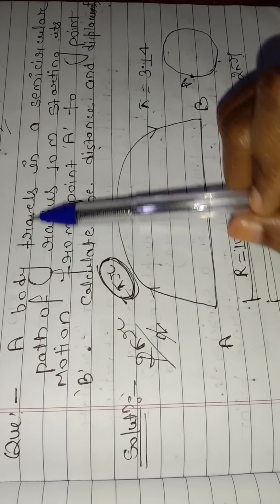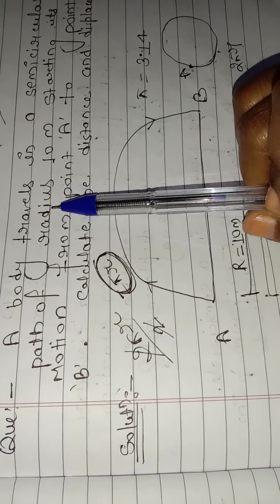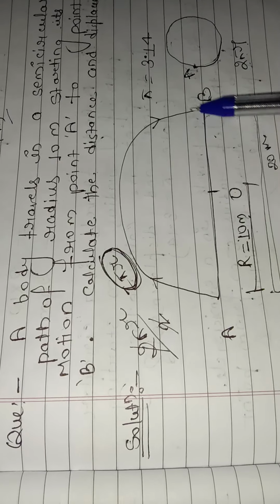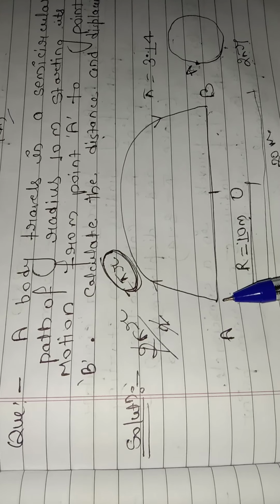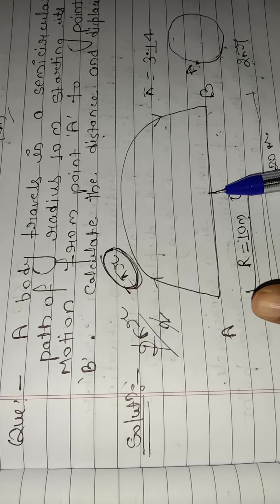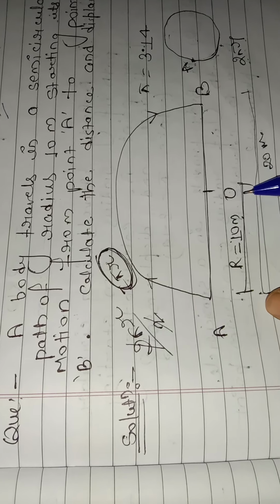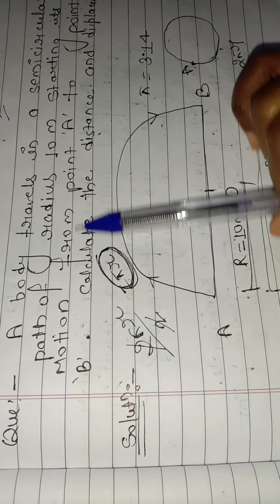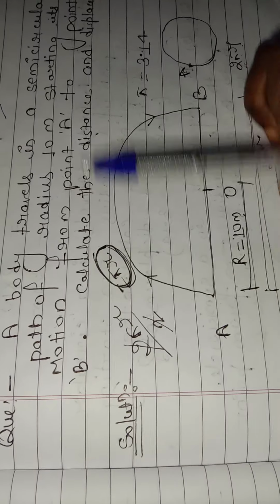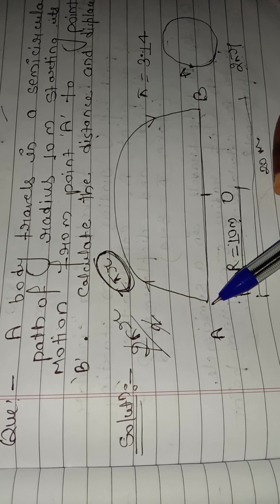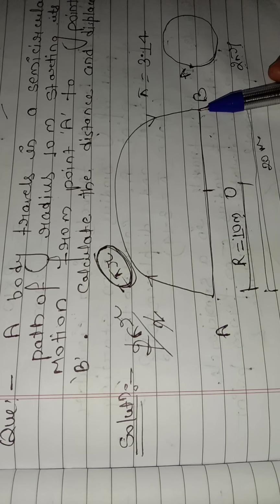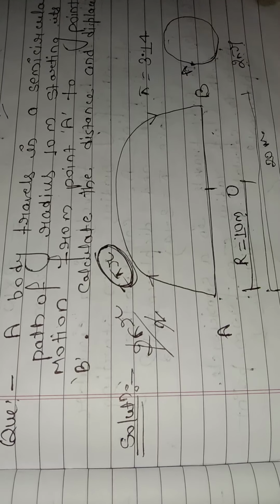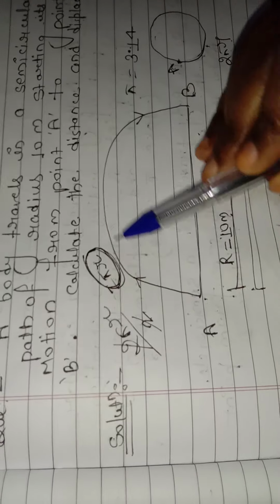Now see again, a body travels in a semicircular path. See, this is a semicircular path, and what is the radius of the semicircular path? 10 meter. This is the radius of this semicircular path, and its motion is from A to point B. Starting point is A, initial point is A, and final point is B, and you have to calculate the distance and displacement.